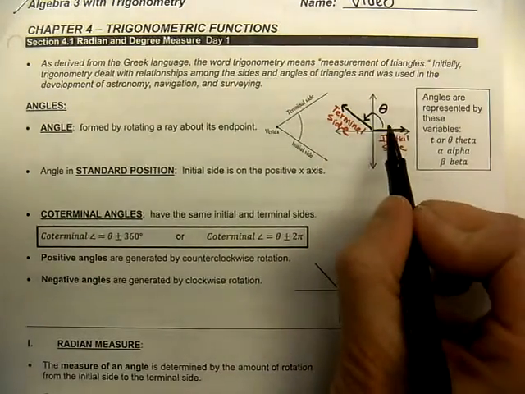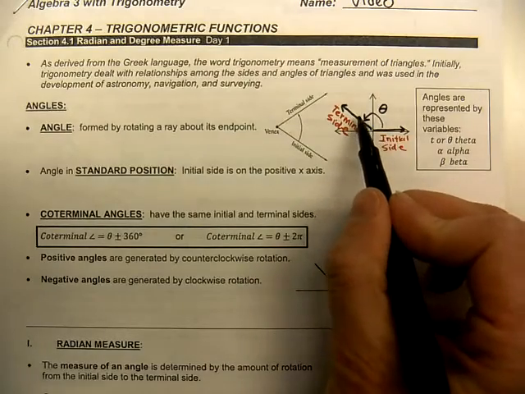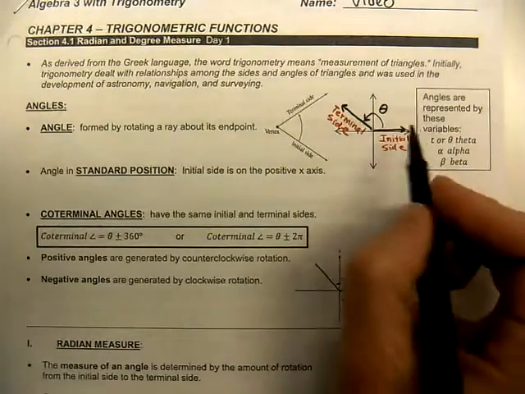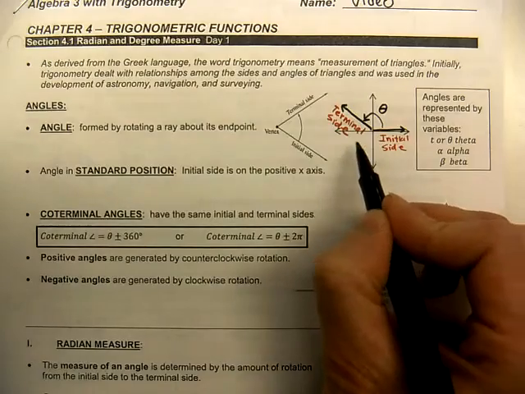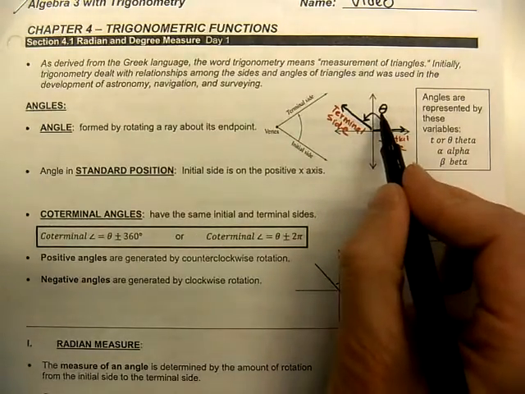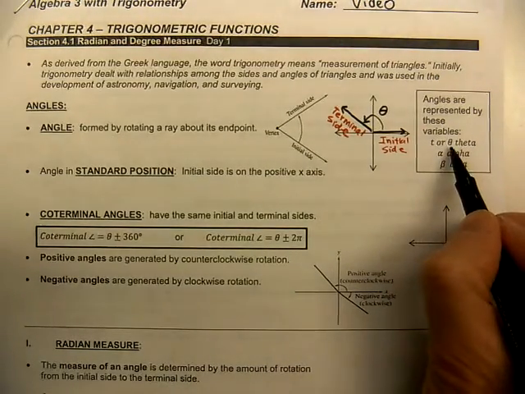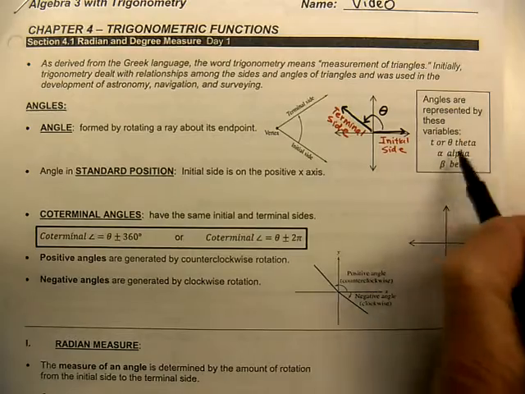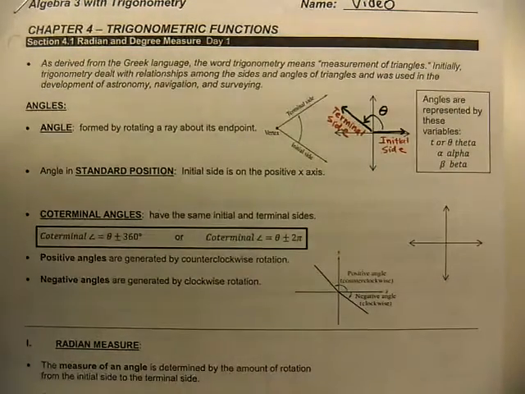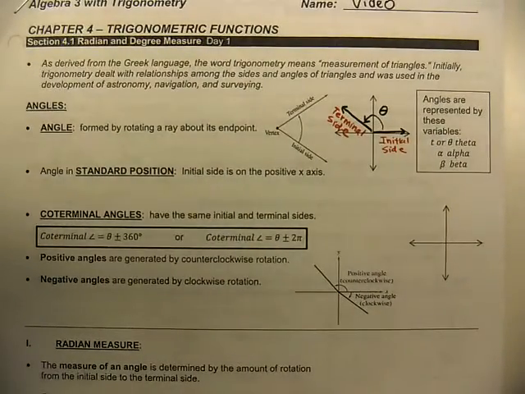So when we draw our angles, we are either rotating in the positive direction, which is this counterclockwise direction, or, as you'll see in a moment, it will rotate in a clockwise direction, which will be the negative direction. We can use a variety of symbols to represent these angles. We can use T, which stands for theta, or the Greek letter theta, or alpha or beta. Those are the most common symbols that you will see representing a variable for the size of the angle.